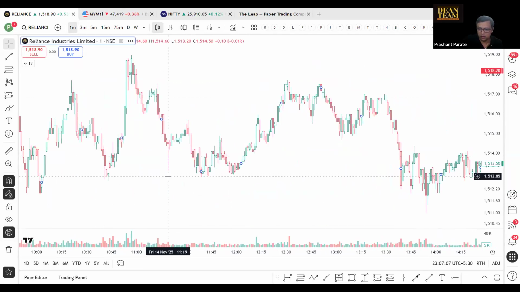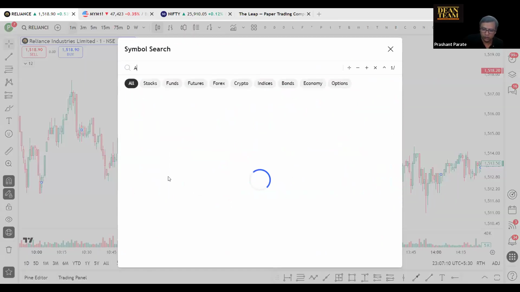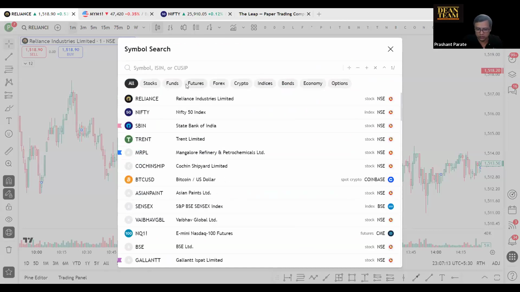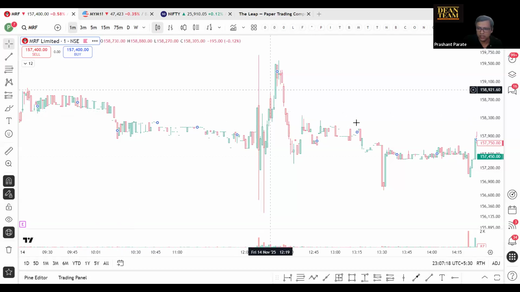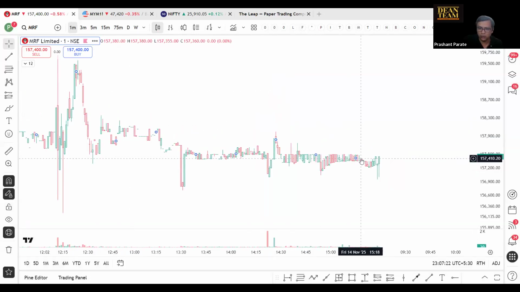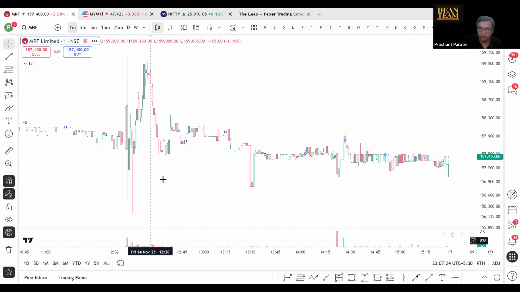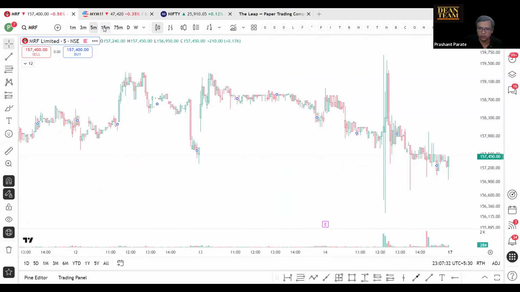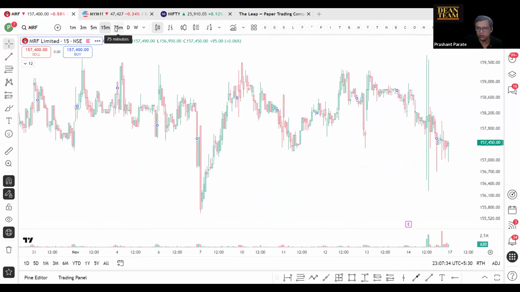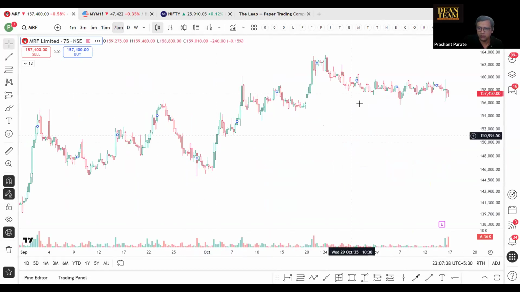But some other stocks like maybe ABB, or best is MRF. What do we see? This looks like a very bad chart. So this is how low liquidity stocks will look. Some candles will be very big, some candles will be just a dash. These are low liquid stocks. On 3 minute also, this is not a good chart. 5 minute also, it's not a good chart. 15 minutes, it's an okay chart. 75 minute, it looks fine. It is better. So this is how we can easily identify which is a low liquid stock and which is a high liquid stock.